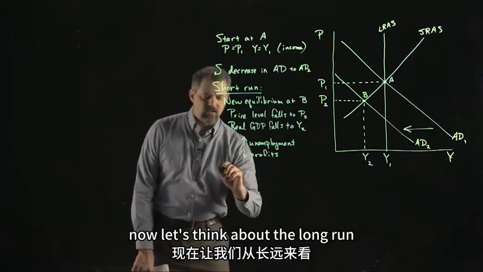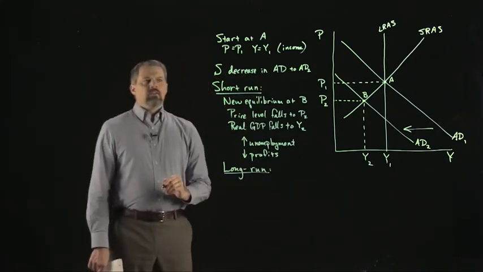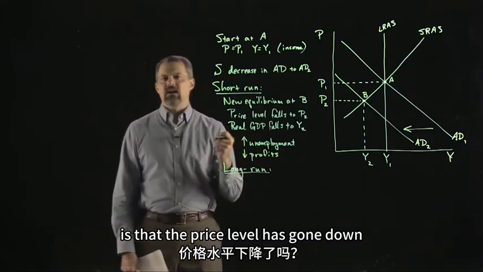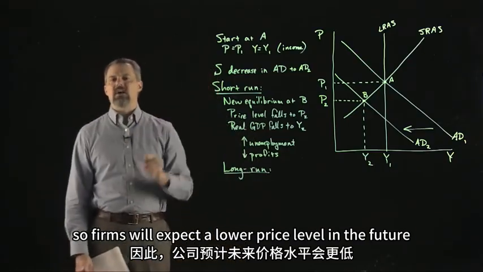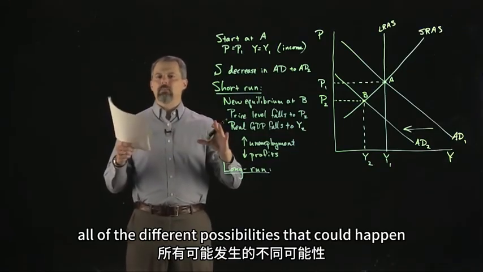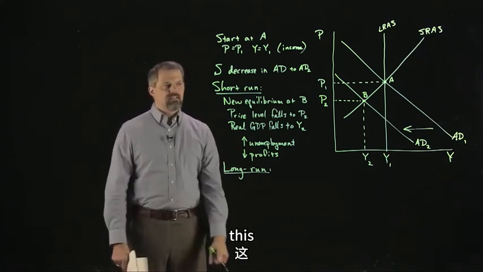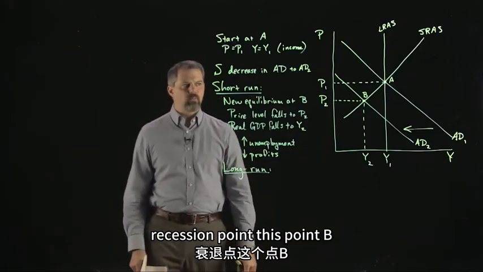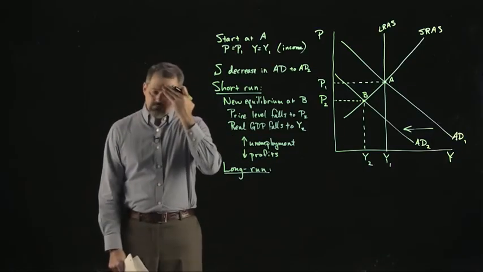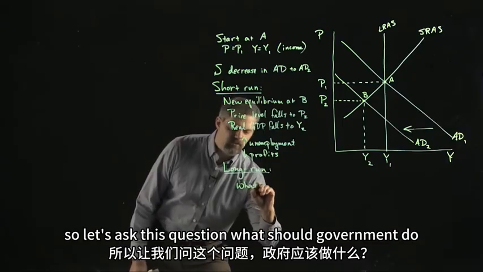Now let's think about the long run. So notice that one of the things that's happened is that the price level has gone down. So firms will expect a lower price level in the future. Let's think about all of the different possibilities that could happen here once we're at this recession point, this point B. The first thing is we can think about whether government should do something. So let's ask this question. What should government do?